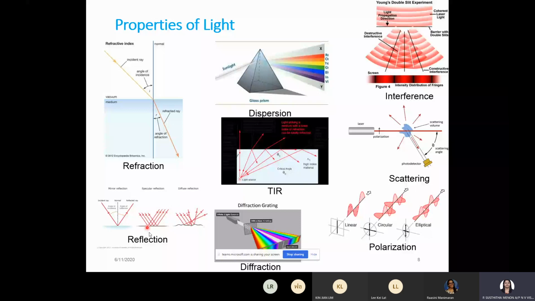This is reflection, what you see in mirrors, and reflection is what is used in lasers. So you have a material which can reflect the light totally. Nothing is refracted, it is totally reflected. So this is a mirror reflection, specular reflection, and also diffuse reflection, where light is scattered in a few places. And dispersion: using a glass prism, you split white light into its different components.